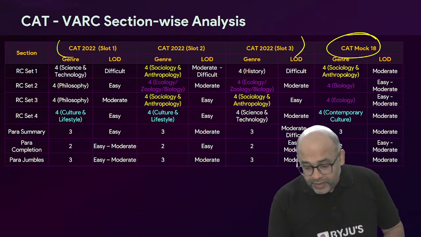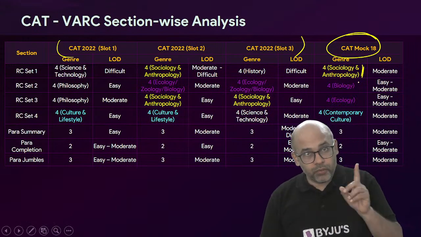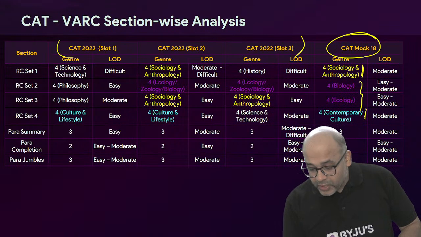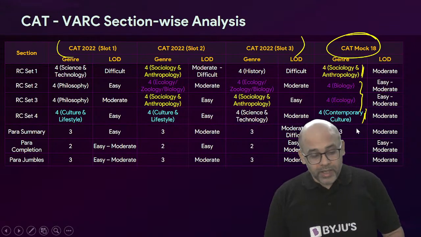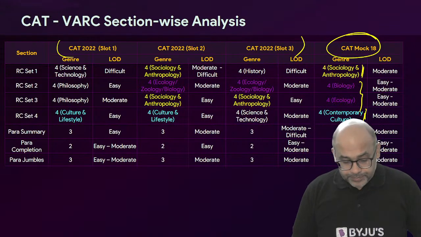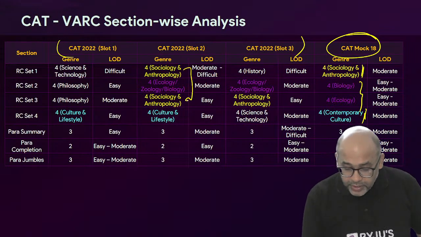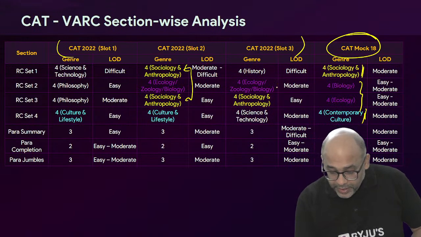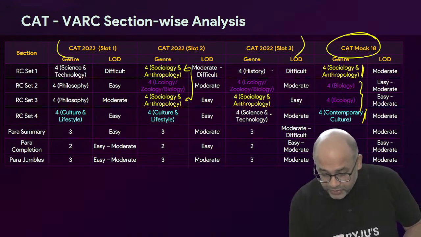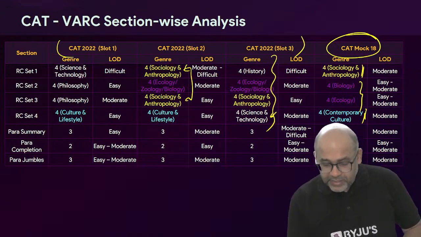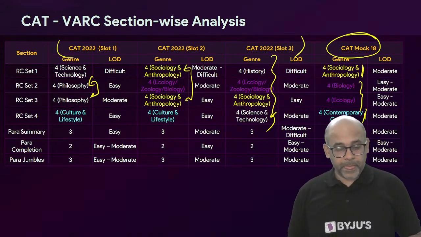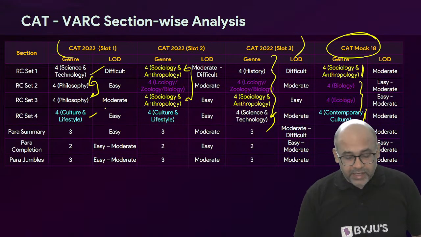So we have given sociology and anthropology 1 topic, biology 2 topics this time, and contemporary culture 1 topic. Compare that with what happened last year. Last year, sociology and anthropology came twice in 1 paper. Then science and history, science and technology. So in 1 paper, everything came once. Then in 1 paper, philosophy came twice. Science and technology came once, culture and lifestyle came once.